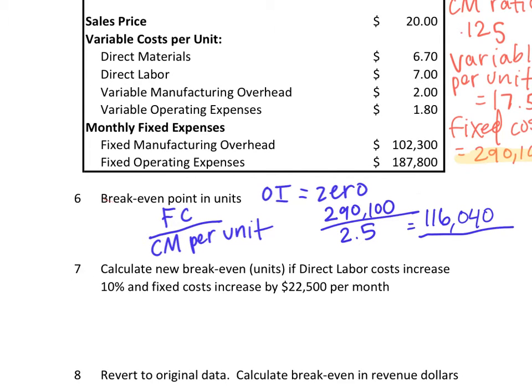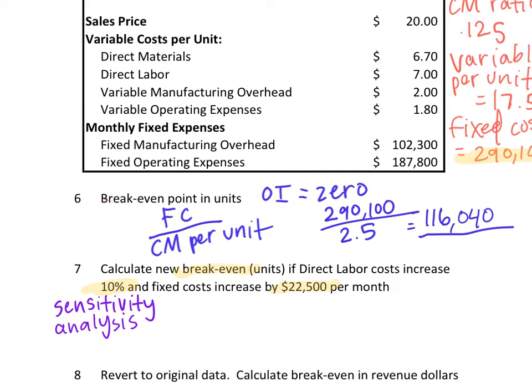We are calculating a new break-even point if our direct labor costs increase by 10% and our fixed costs also increase by $22,500 every month. This is called a sensitivity analysis, which means we are calculating what happens to our break-even if some of our costs change. I'm going to break this down into a series of steps.